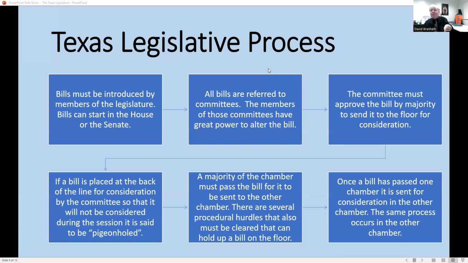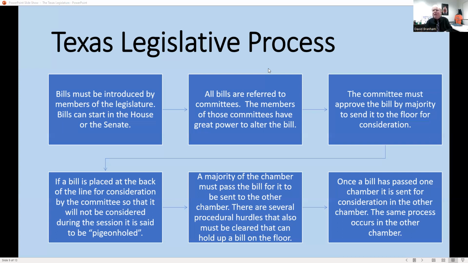There are several procedural hurdles that must be cleared that can hold up a bill on the floor. It can come out of committee. You have something called the calendar committee in the House where they decide what order the bills will be decided on the floor. If you're at the back of the calendar, you're in trouble. So the calendar committee has power. And then people find procedures all the time to delay things.